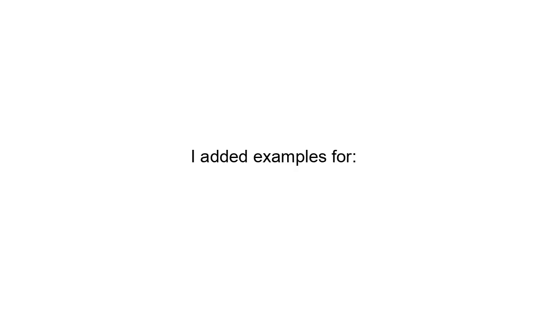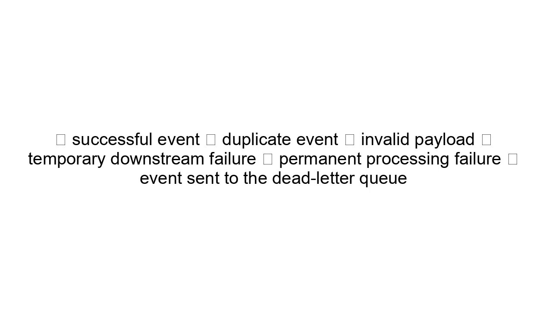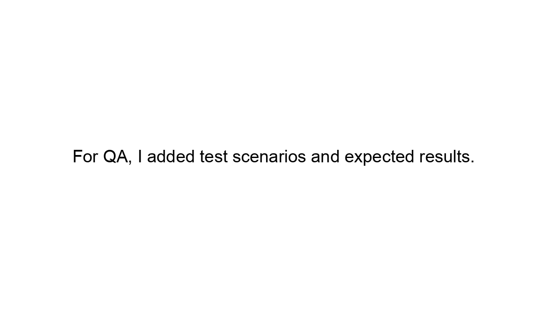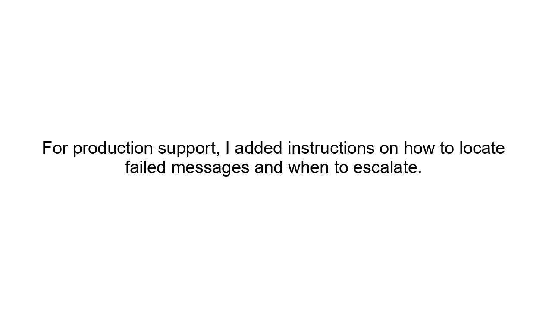I added examples for a successful event, duplicate event, invalid payload, temporary downstream failure, permanent processing failure, and event sent to the dead letter queue. I also explained which failures were retried and which were not. For QA, I added test scenarios and expected results. For production support, I added instructions on how to locate failed messages and when to escalate.